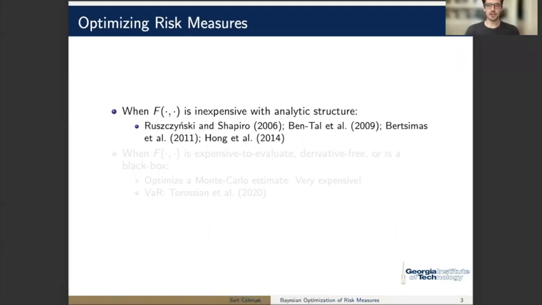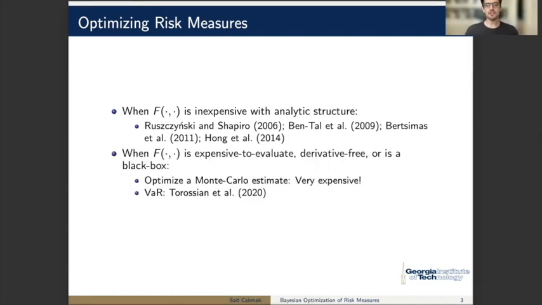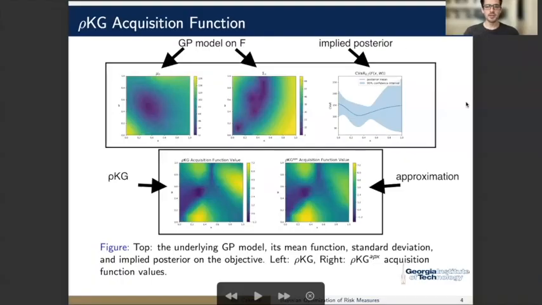Optimizing a risk measure is well understood when F is an inexpensive function with convenient analytical structure. However, when F is expensive to evaluate, derivative-free, or is a black box, we do not have many options. In this work, we propose a new knowledge gradient type acquisition function, the Rho KG acquisition function, which operates on a Gaussian process model on function F and the implied posterior on the objective. Our acquisition function selects the next X and W to evaluate jointly.